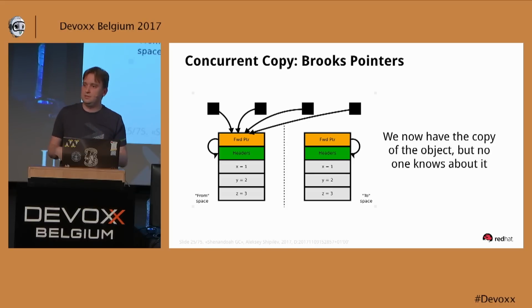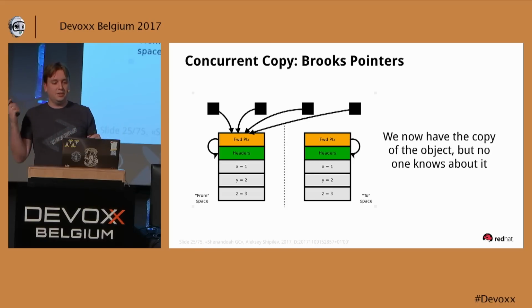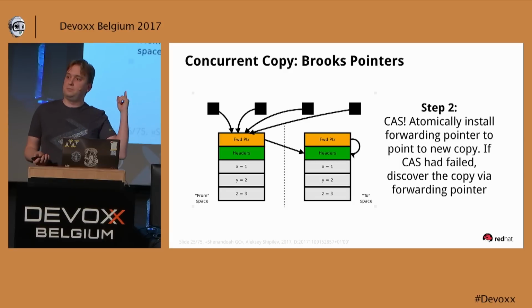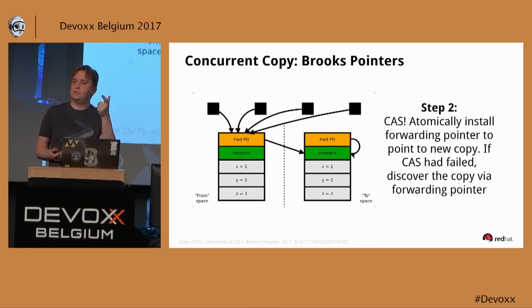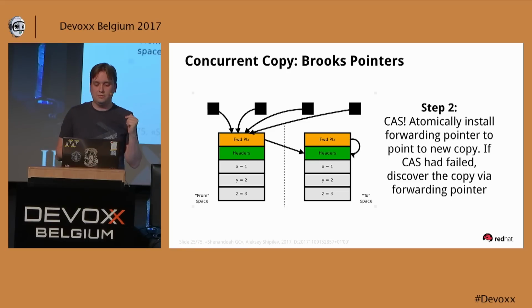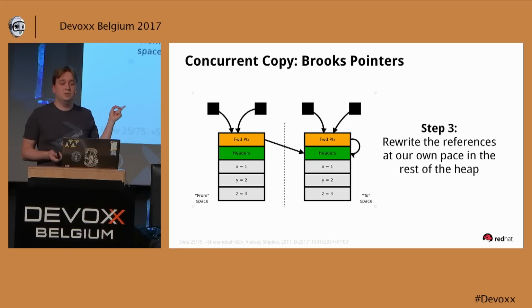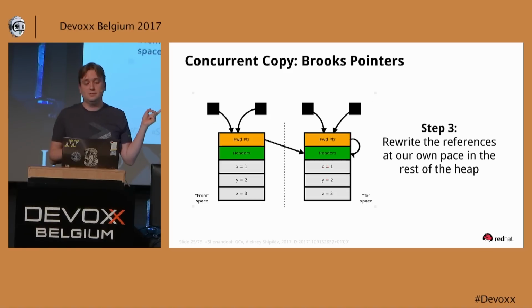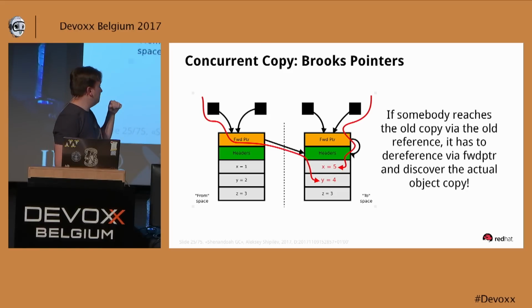At that point, we have a copy of the object, but nobody knows about that copy yet. No thread could write into it. It's just our local copy. And then we do a compare-and-set on the forwarding pointer, thus installing the new version of this object. And this is the major trick that gives us lock-free and race-free evacuation of objects. After we did that, we can just gradually rewrite the references in the rest of the heap. And even if a thread comes and tries to write to the object, by construction, it has to go through the forwarding pointer first to discover the actual copy of the object and write there.